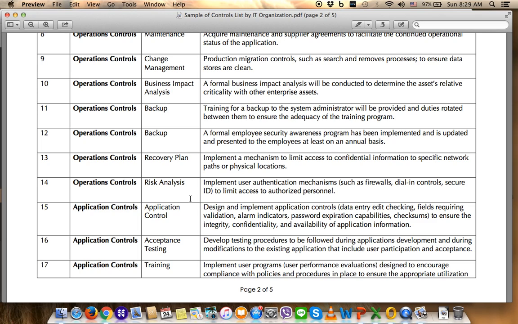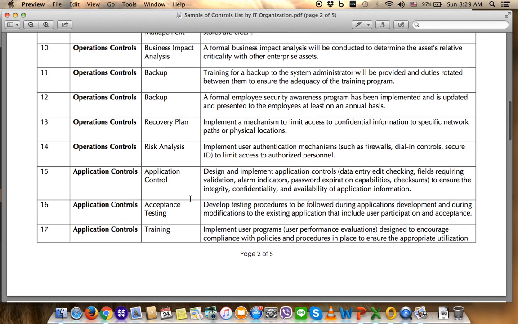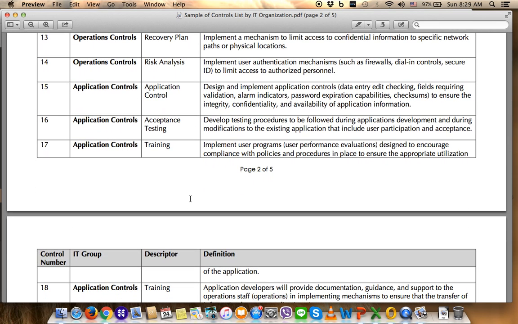So the next is the application control. Application control means that we rely on the system that triggers the security appliance. The purpose is to design and implement application controls such as data entry, editing, checking, field acquiring, validation, alarm indicator, password expiration capability and checksum, to ensure the integrity, confidentiality and availability of the application information.